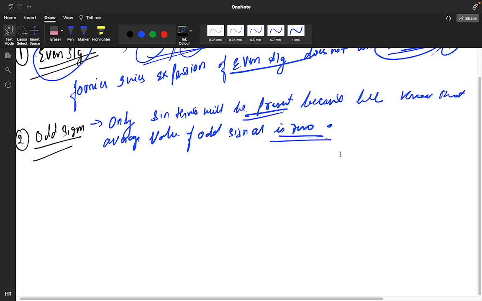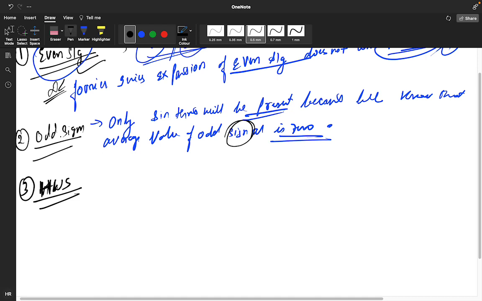Understood up to this? It means whatever Fourier series expansion you are doing, after the expansion you will receive only the cos term in an even signal, and in an odd signal you will receive the sine term. In an even signal you may receive the DC value also, but in an odd signal you will not receive the DC value. What do you mean by half wave symmetry?